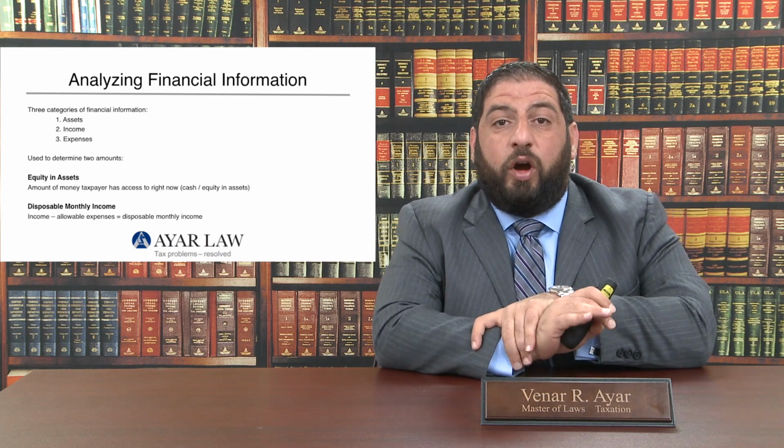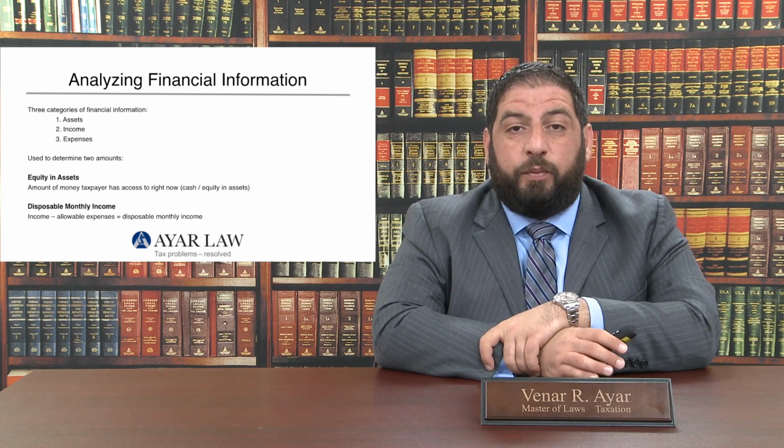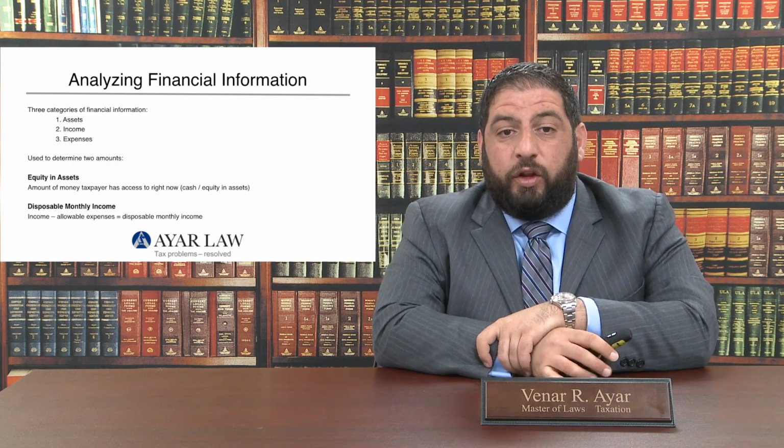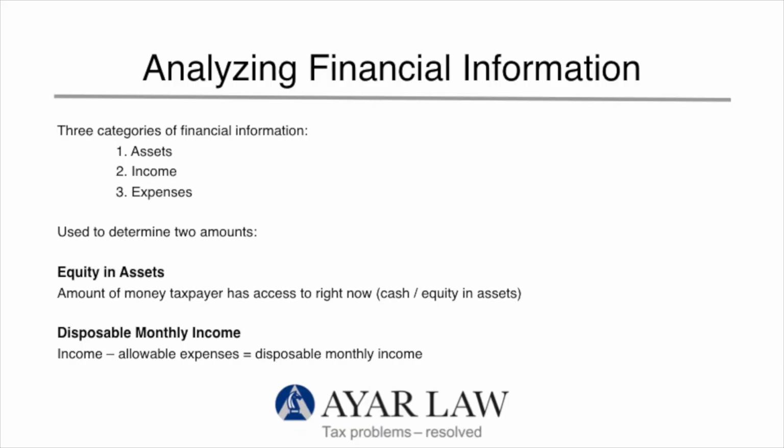Now, how are financials analyzed? There are basically three categories that they look at. They look at assets, they look at income, and then they look at the expenses. Those values are used to determine two things. First is the taxpayer's equity in assets, which of course is the amount of money the taxpayer has access to right now if they were to liquidate their assets. And we also look at their disposable monthly income based on the financial analysis.